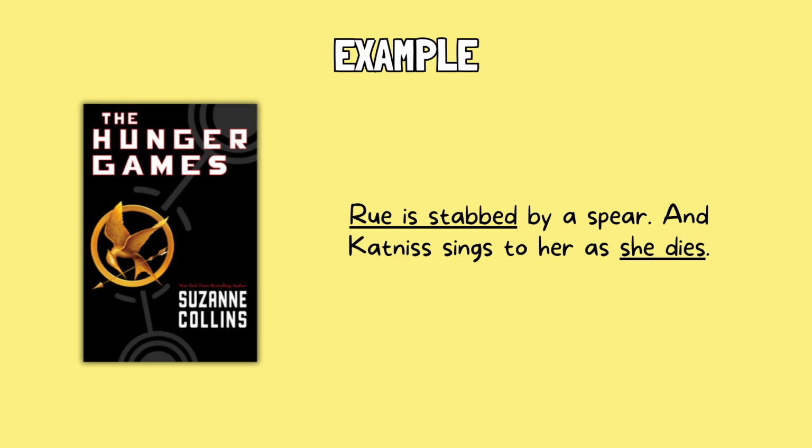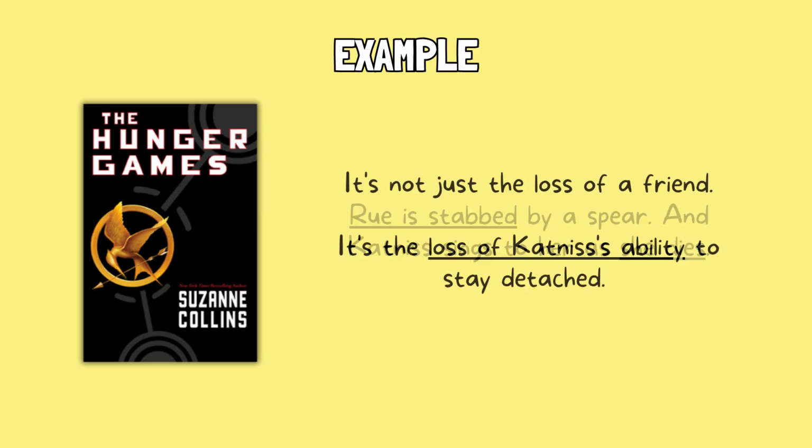Rue is stabbed by a spear, and Katniss sings to her as she dies. It's one of the most devastating moments in the novel, and one of the most important, because it's not just the loss of a friend. It's the loss of Katniss's ability to stay detached. She has let herself love someone in the arena, and it has cost her.